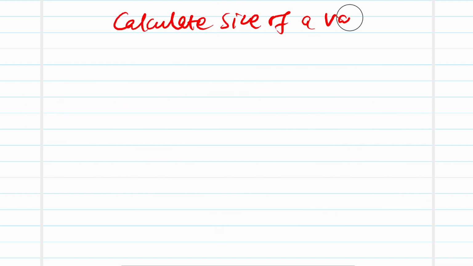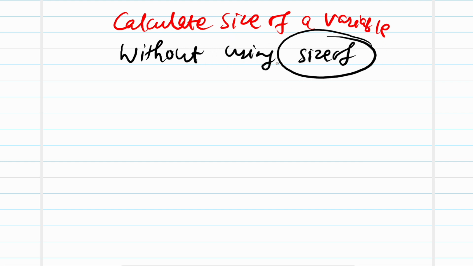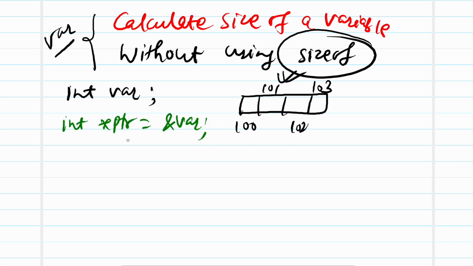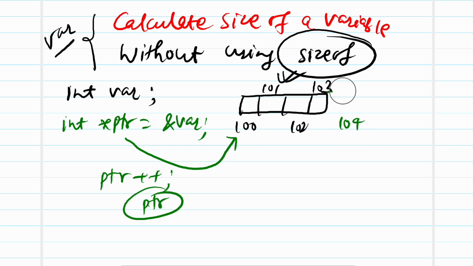Next, let's write a program to calculate the size of a variable without using the sizeof operator. This is provided by our library, right? So without using it, how can we calculate the size of any variable? This is a very simple question. Suppose you want to calculate the size of this integer variable var, and we know that the size of this integer variable is 4 bytes, right? Suppose it is stored from memory location 100 to 103, and when you refer to it with pointer ptr, this pointer will store the address 100, and if you do the ptr plus plus increment operation, then after this line your ptr will point to memory location 104, correct?